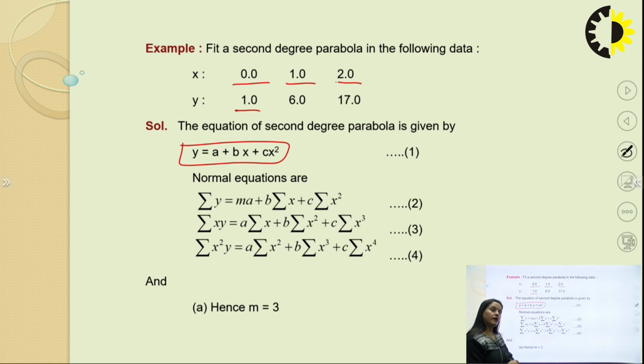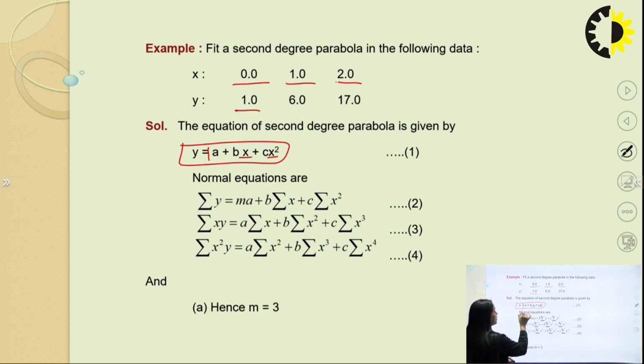So once again, I have already told you the shortcut trick to find the normal equation, and for that we need not differentiate and put the derivative equal to 0. We can directly find the normal equation by the method of coefficients, as I told you already. So here we will check what is the coefficient of a, which is 1. The coefficient of b is x and the coefficient of c is x square.